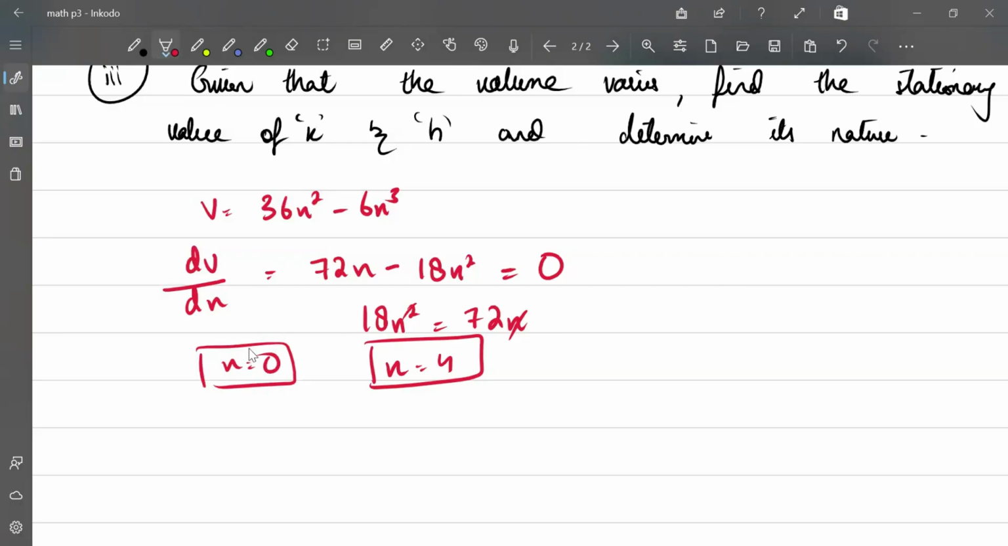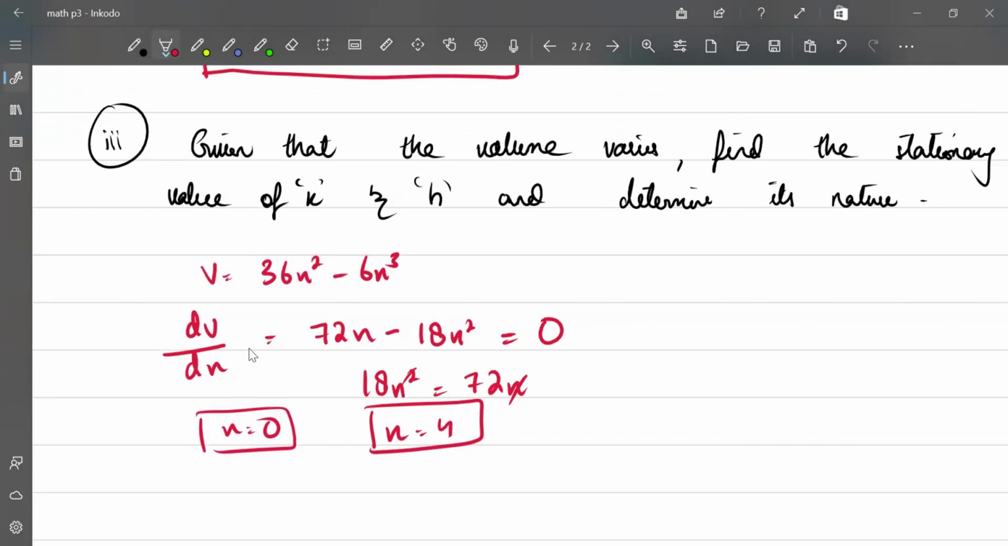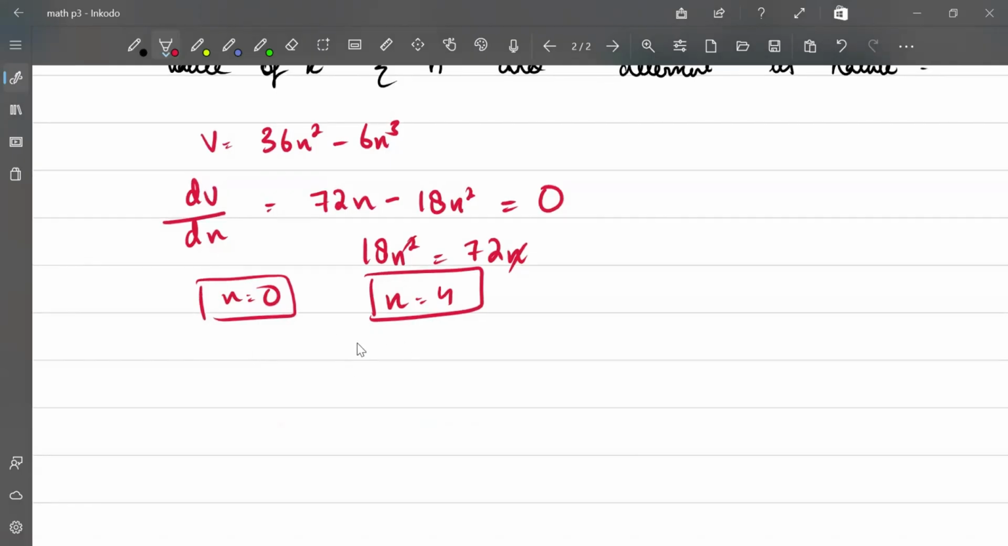But notice one thing: in a question involving volume and areas, the length can never be 0. So 0 is automatically going to be rejected. We would reject 0. So the answer is x is equal to 4, and this is the stationary value.